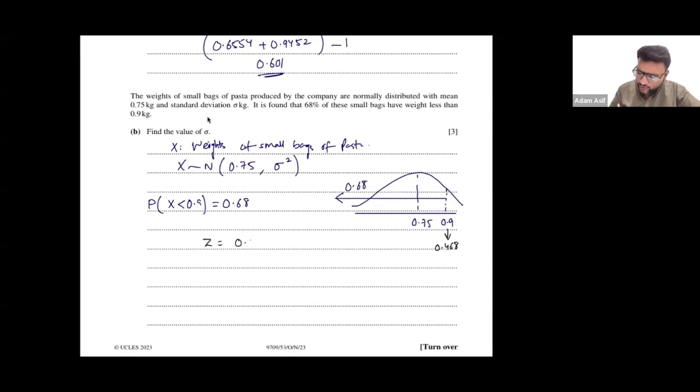Z is equal to 0.9 minus 0.75 divided by sigma, which is 0.468. Solving this will give us the value of sigma, and this comes out to be 0.321.